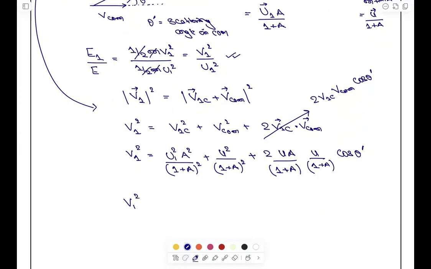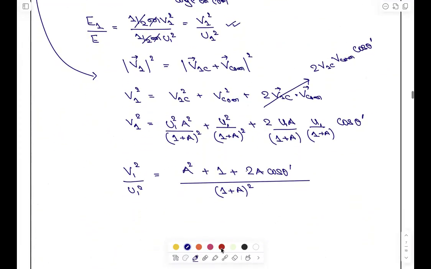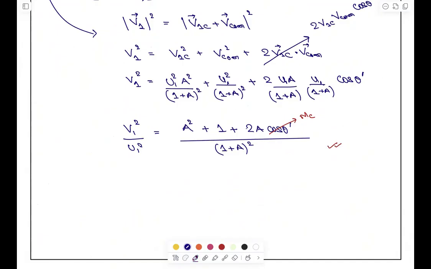Now from here, take the u this side. So v1 square upon u1 square will be what? Here you are having a square, and नीचे देखो in the denominator it is 1 plus a square. So a square, for this it will be 1 only. For this it will be 2a cos theta dash. Now try to match with the answer. 1 plus a square plus 2a, and this is what they have written. So done.